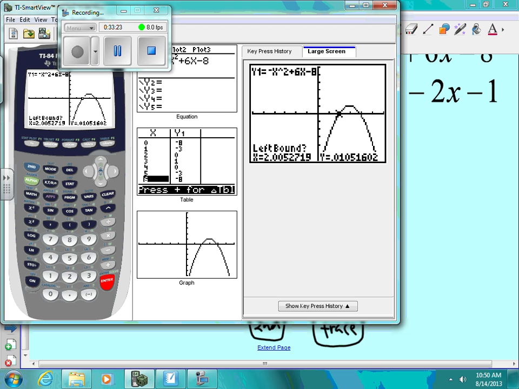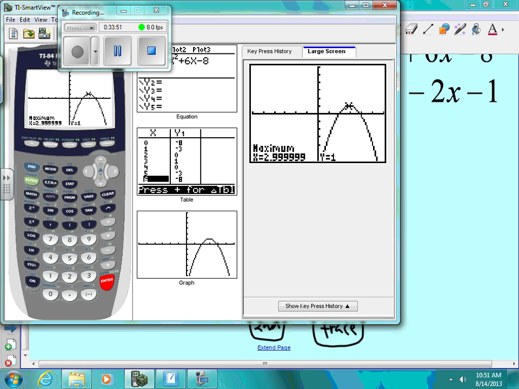When we choose that, it'd be the same directions. Okay, it says left bound here, so we're left of the vertex. The vertex is in the middle. I just hit enter, and then it says right bound. I arrow over to the right, just as long as I'm to the right of the vertex. I hit enter. The two arrows are pointing at each other. What that does is you've told the calculator, look between these two arrows to find the maximum value. To do that, I hit enter one more time.